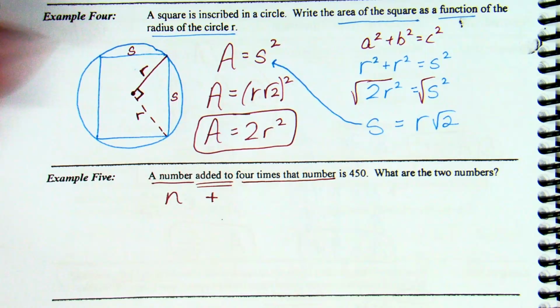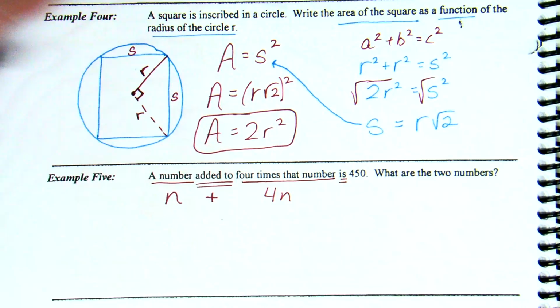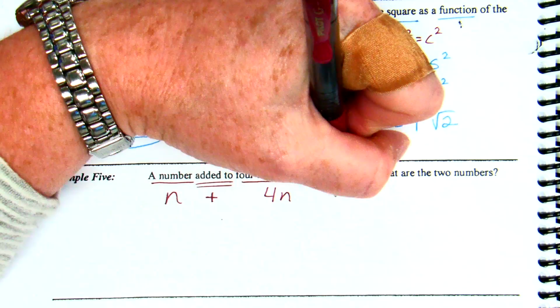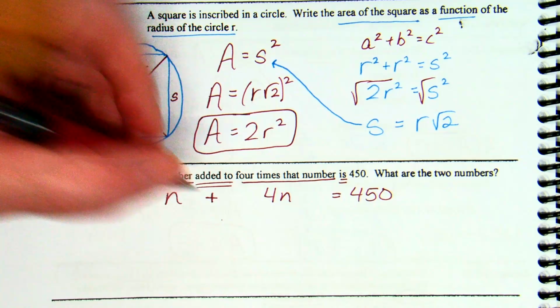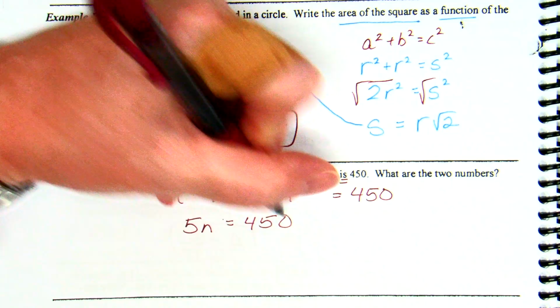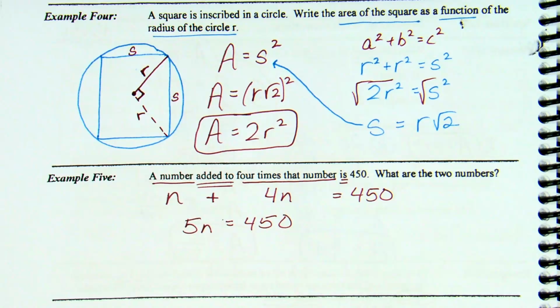You guys are catching on. Is. What is that in the math world? Equals 450. Did we just write an equation for that scenario? A number n plus 4 times that number n equals 450. Can you clean up? 1n plus 4n is 5n. 5n equals 450. Divide by 5, and n is 90.